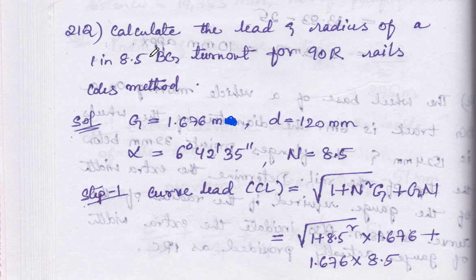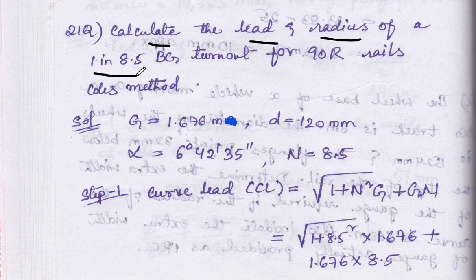Dear students, in today's class we will discuss the different types of problems in railway engineering. Let's start with the problem. What do we have to calculate? We have to calculate the lead and radius for the given parameters.